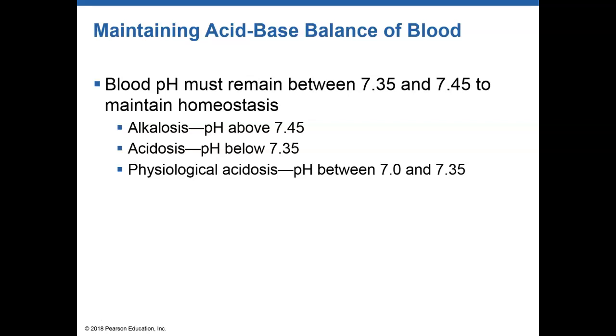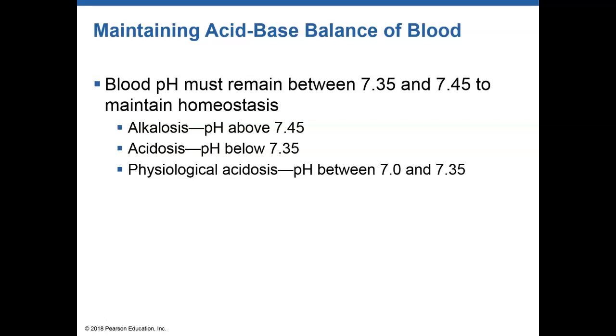So blood pH has to be maintained between 7.35 and 7.45. Anything below 7.35 is called acidosis. That's when we have a high number of hydrogen ions and a very low pH. Anything above 7.45 is called alkalosis, and that is where we have a low level of hydrogen ions, and so a very high pH.